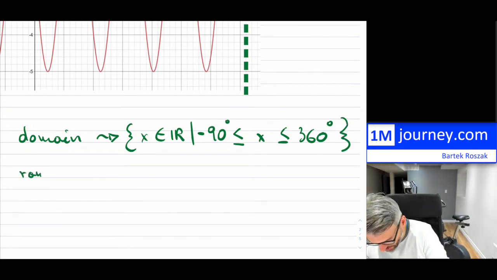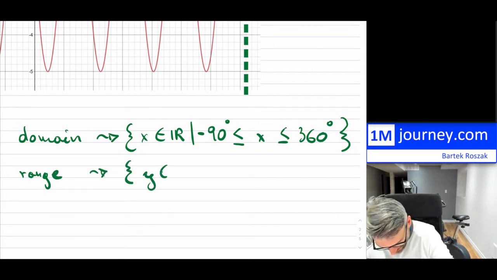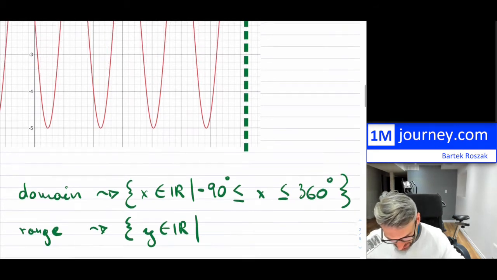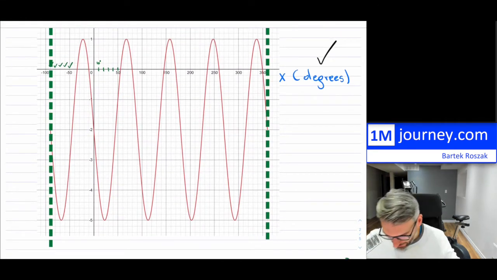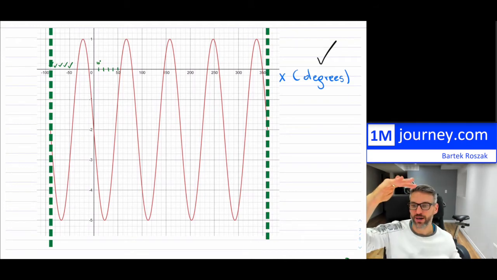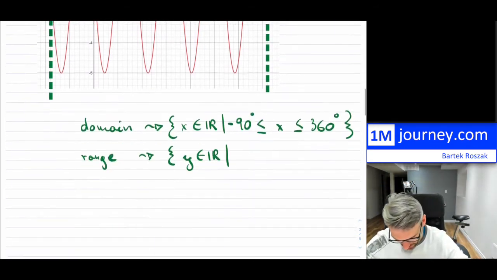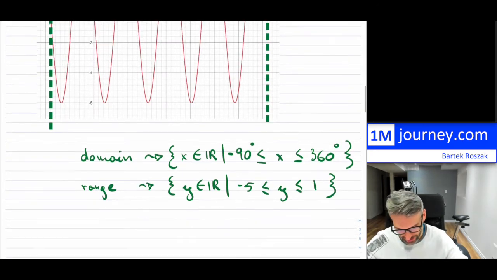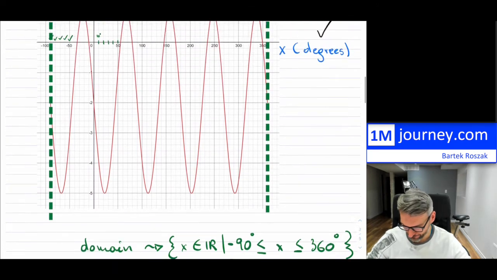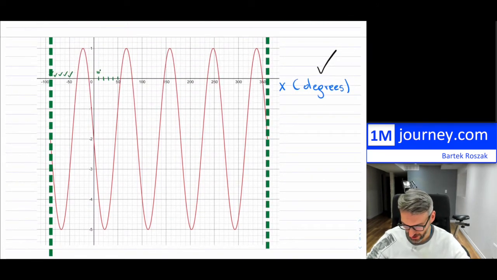My range, let's call it y. We know that because this is a periodic sinusoidal function, it goes from 1, which is on top there, to -5. So 1 to -5, so -5 to 1. Now we don't really know what the unit might be for that y.